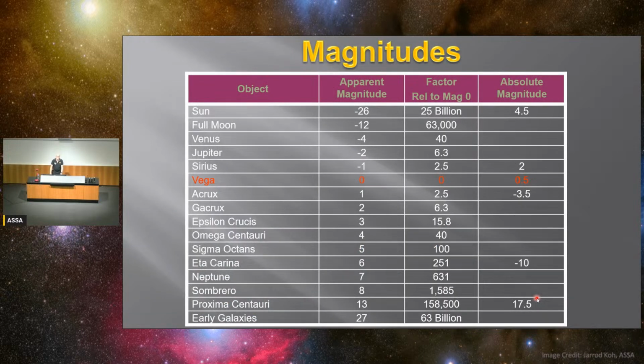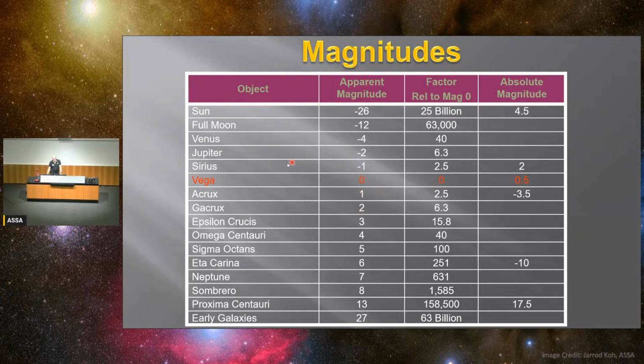This table gives you a bit of an idea of the relative brightnesses of some common objects. I'll put Vega there in red as a zero reference. It just happens to be at about an apparent magnitude of 0, and its absolute magnitude is almost 0 as well, because if you put Vega at 10 parsecs, it would be 0.5. And this is a factor here relative to 0, so obviously 0 relative to 0 is 0.